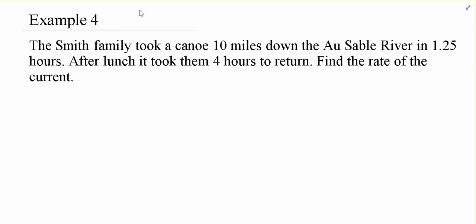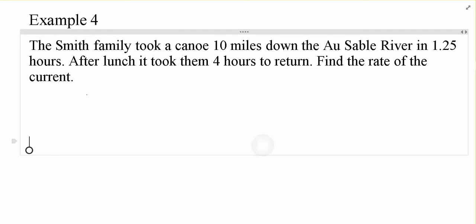So in this example, we've got the Smith family that took a canoe 10 miles down the Au River, and it took them 1.25 hours. They had some lunch, and then it took them 4 hours to return. And we're supposed to find the rate of the current. So let's kind of see what's going on here.